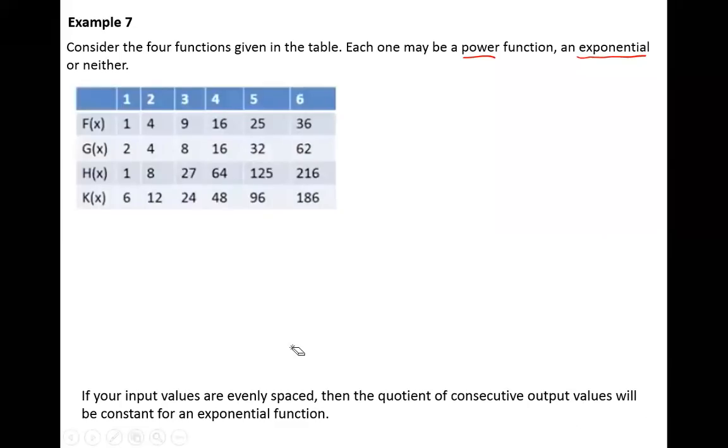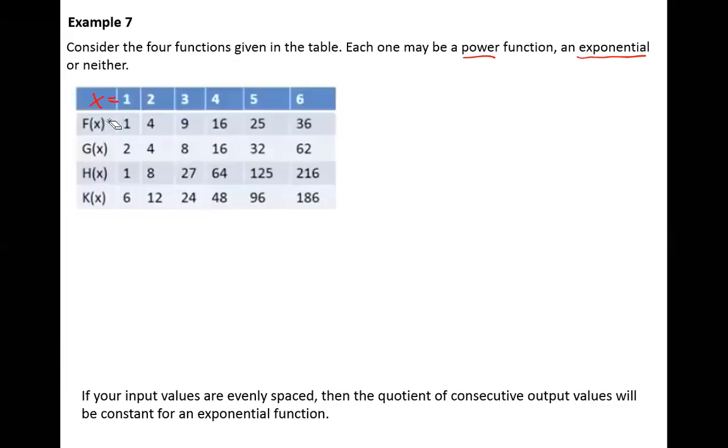I typed this for you, especially for the exponential. If your input values are evenly spaced, which they are, the inputs x are 1, 2, 3, 4, 5, 6, evenly spread, then the quotient of the consecutive output values will be constant for an exponential function. That's how we can figure out the exponential function.